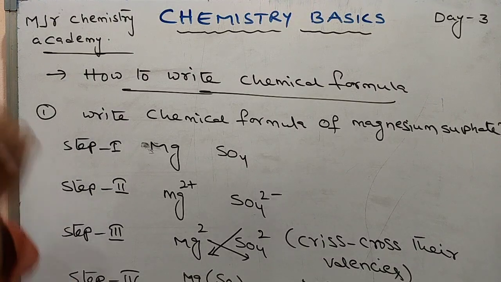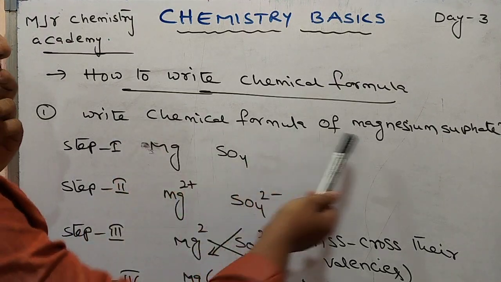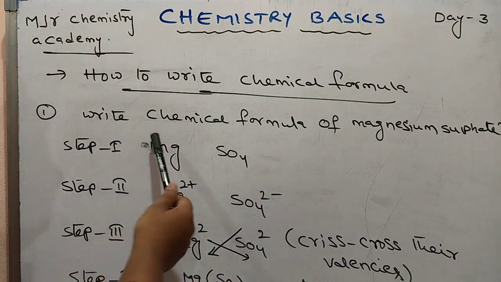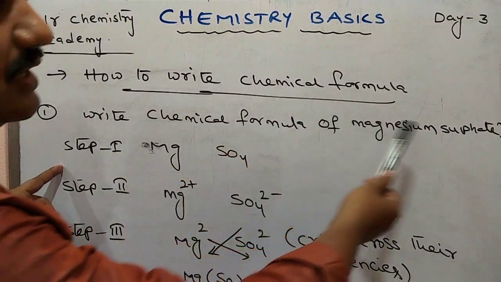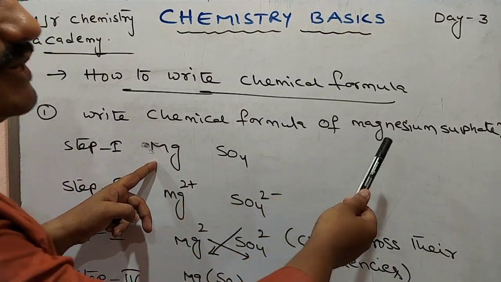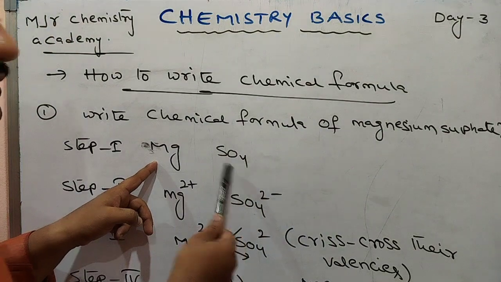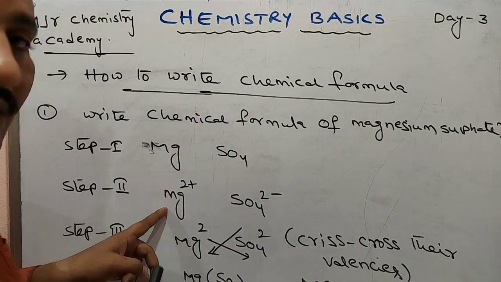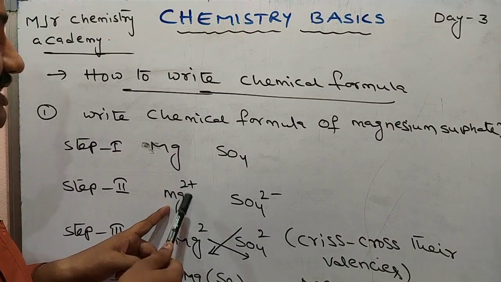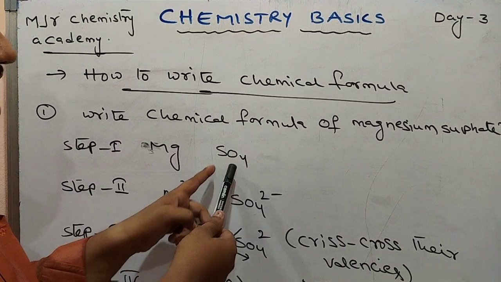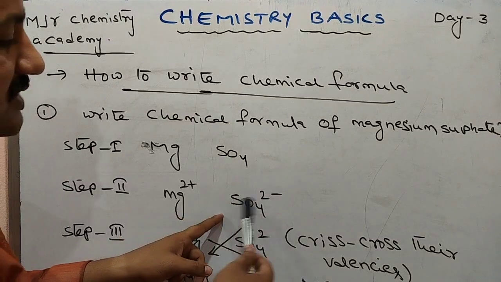How to write chemical formulas, guys? Once again, check the example I explained. Write the chemical formula of magnesium sulfate. Step 1: you have to write the elements or compounds that the question is asking. Magnesium, symbol Mg; sulfate, SO4. And step 2, you have to apply the charges. Magnesium has atomic number 12, and it loses 2 electrons, that's why it carries 2 plus. And sulfate, we already know, is SO4 2 minus.